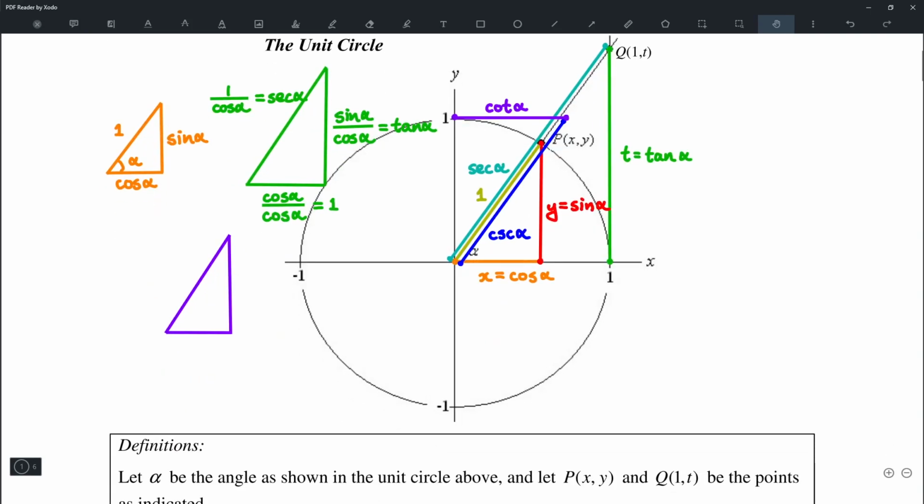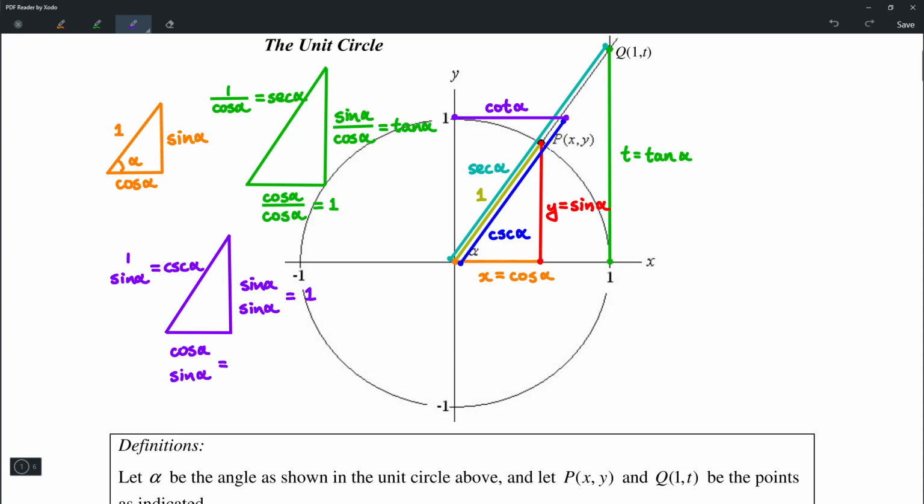Okay, similarly, if we divide all three sides by sine alpha, then we have the following. The first will be 1 over sine alpha, and this is of course cosecant alpha. Here we have sine alpha divided by sine alpha, which is just 1. And finally, we have cosine alpha divided by sine alpha, which is cotangent alpha.